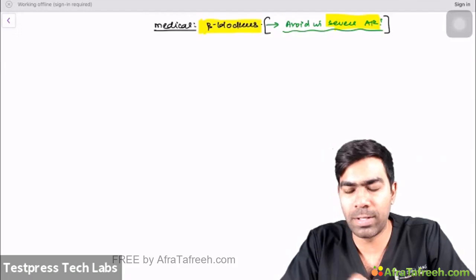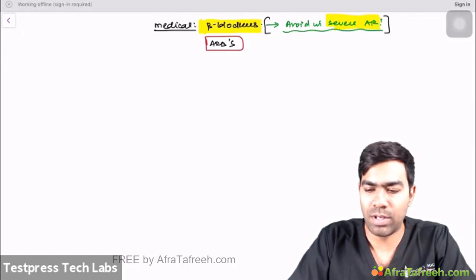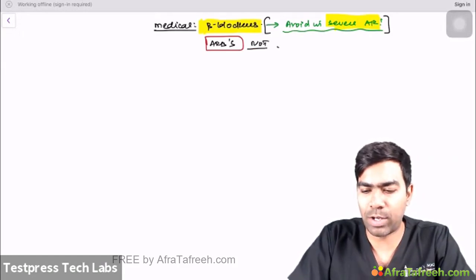Then there is something called ARBs. ARBs are shown to be beneficial in the setting of Marfan syndrome. But remember, not ACE inhibitors. This is peculiar.